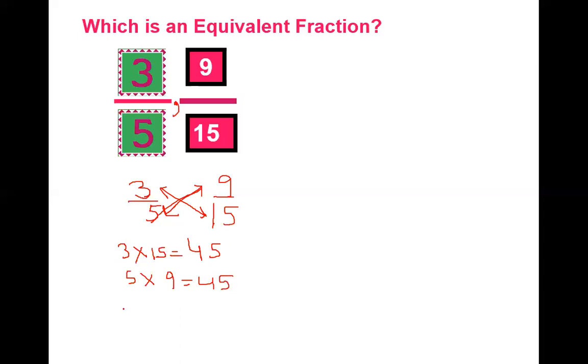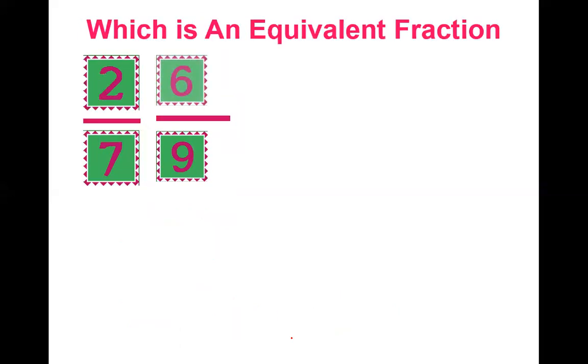So in this way we are getting the same numbers. When you get the same numbers, we can say that yes, 3 by 5 and 9 by 15 are equivalent fractions. By just cross multiplying, when the number comes out the same after multiplication, then the fractions are equivalent. Let's have a look at the next question.